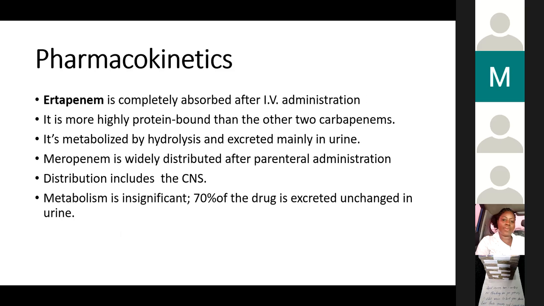Ertapenem is given IV, just as imipenem, but it is more protein bound, and it is metabolized by hydrolysis and excreted in the urine. It is also widely distributed after parenteral administration. Meropenem is also widely distributed after parenteral administration, and its distribution includes the CNS. So if you have very bad meningitis, you can go for Meropenem, and it is excreted unchanged in the urine.